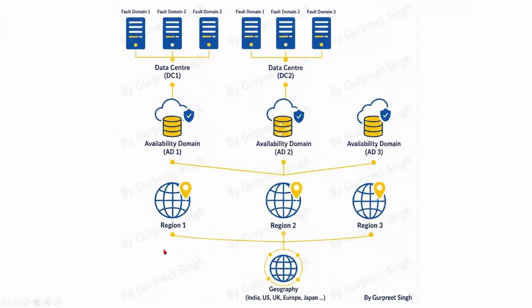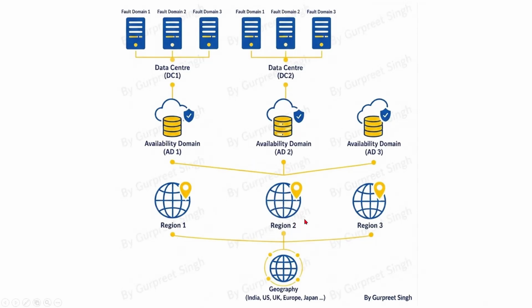This is an overview, or we can say the architecture, of Oracle Cloud Infrastructure. At the core level, we have realms. A realm is the logical grouping of multiple regions. A region is nothing but a geographical area. We can have regions in India, US, UK, Europe, Japan, and many more. We can have multiple regions in our Oracle Cloud Infrastructure tenancy.